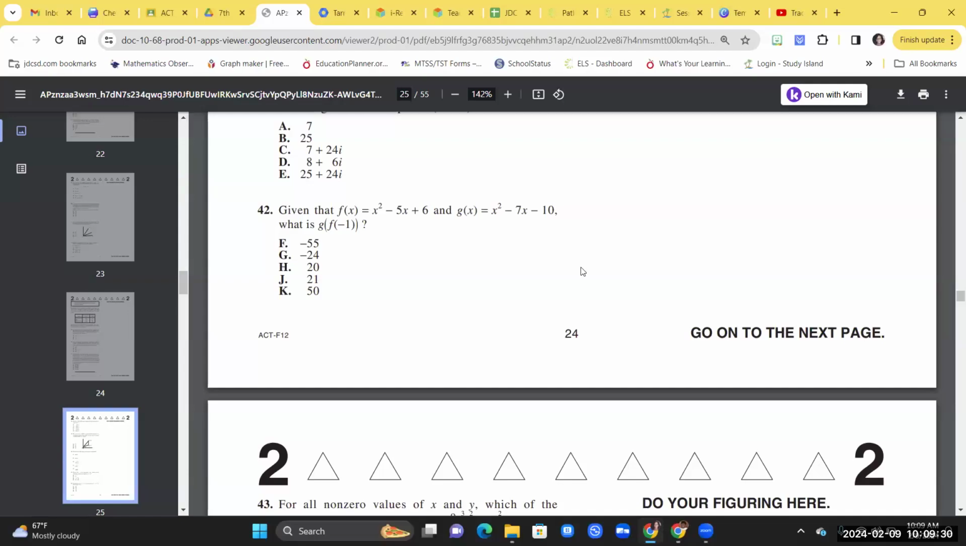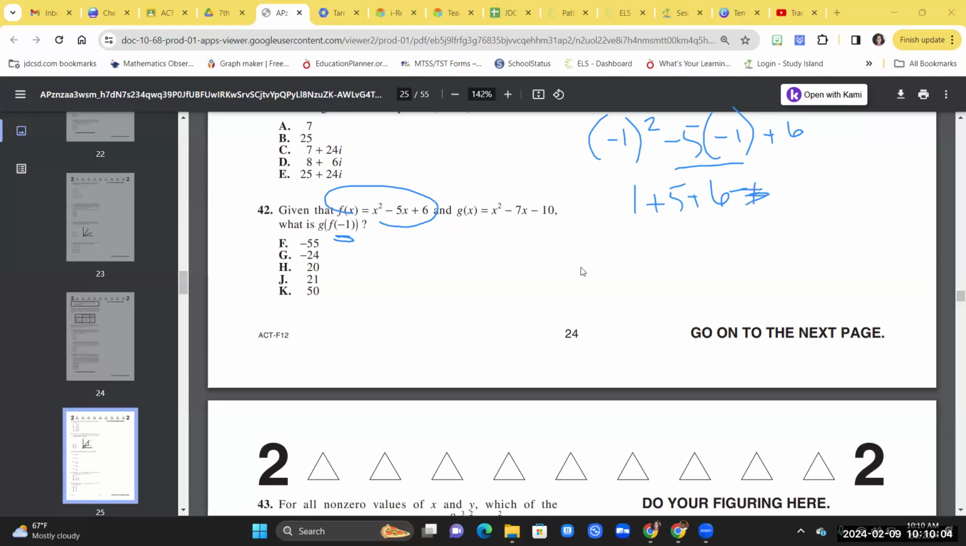All right, so picking up on 42. Given f of x equals x squared minus 5x plus 6 and g of x equals x squared minus 7x minus 10, what is g of f of -1? We'll do the inside first, kind of like according to PEMDAS. So f of -1, we're going to use our first function. That'll be -1 squared minus 5 times -1 plus 6. -1 squared is a +1. -5 times -1 is +5, and then plus 6.